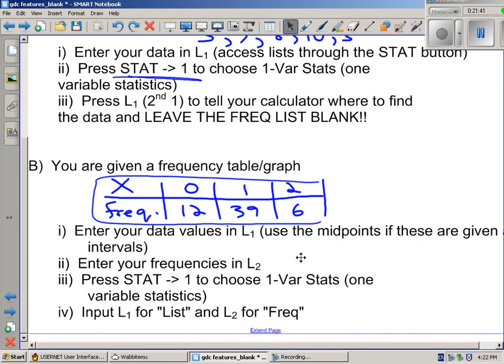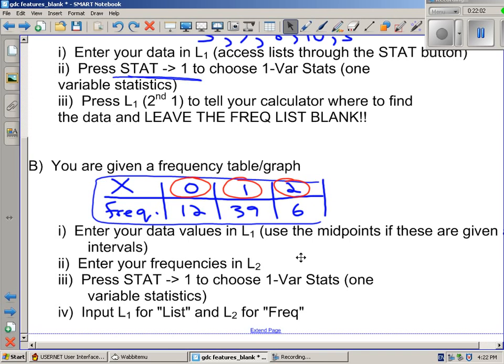Now, just a quick word here. If instead of having numbers here, you had class intervals, so say it had been from 0 to 10, all you would do is put in for your score the midpoint of those intervals. So you can't put an interval in your list in the calculator. You'd have to use the midpoint.